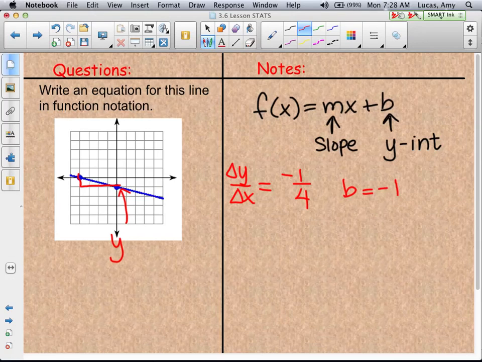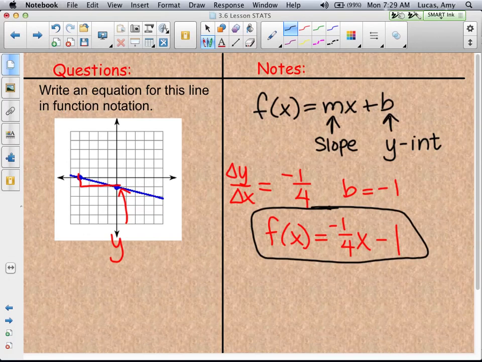So now I just need to plug in these two values in my equation. So negative 1/4, then the x goes after that, and then my intercept is negative 1, so minus 1. So my equation is still going to have the letter x in it, the variable x, because that is our independent variable. So f of x equals negative 1/4 x minus 1.